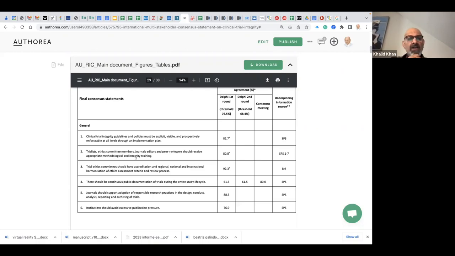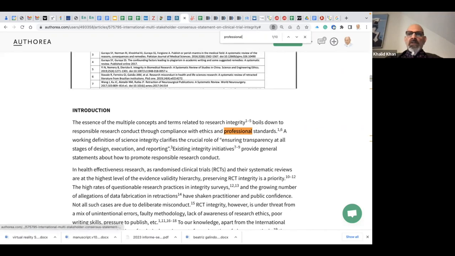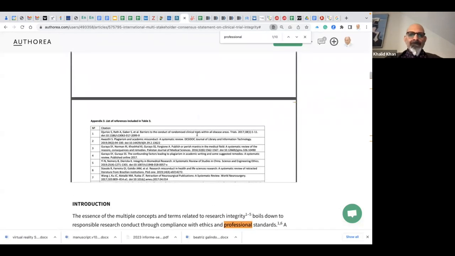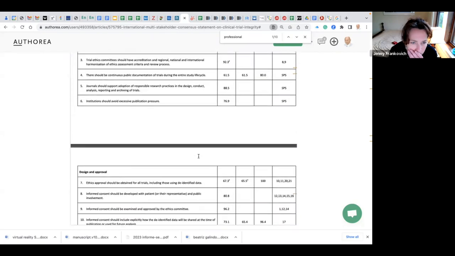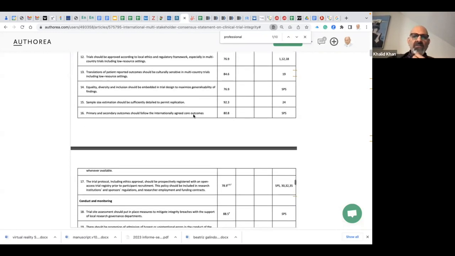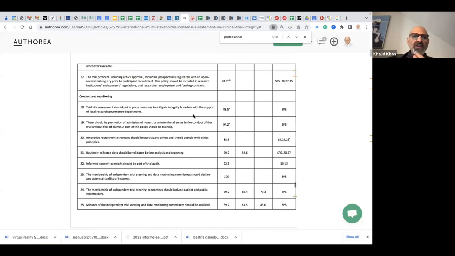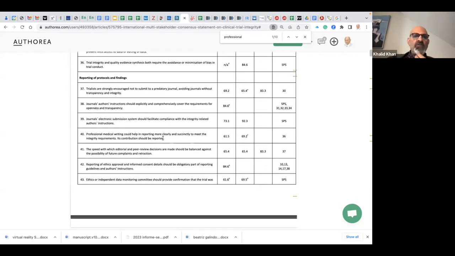Now, once these statements are listed, some of these statements might require clarifiers. Let me just take an example, if I can find it more quickly. I'm struggling to find a particular statement, but I'll just let you know which one it is from memory and comment as to how it was dealt with. At the time of publication in a clinical trial, okay, here it is, statement number 40.